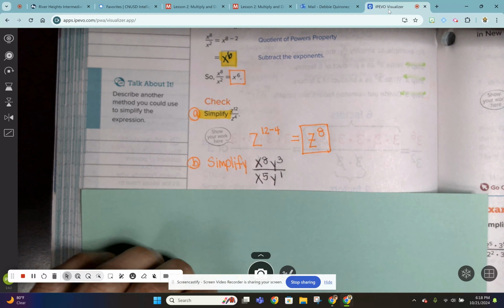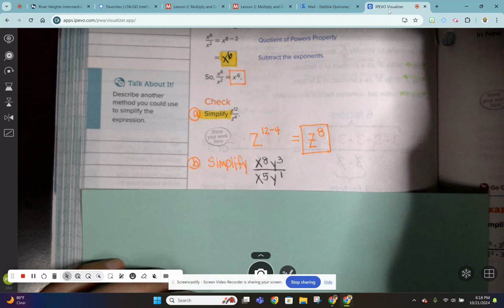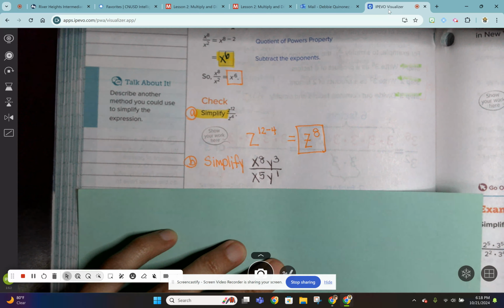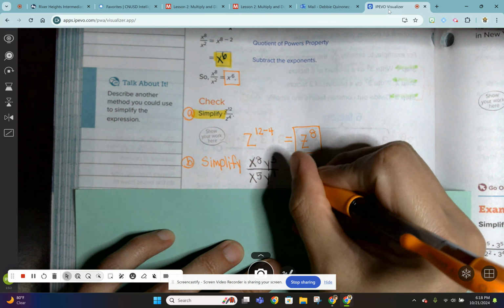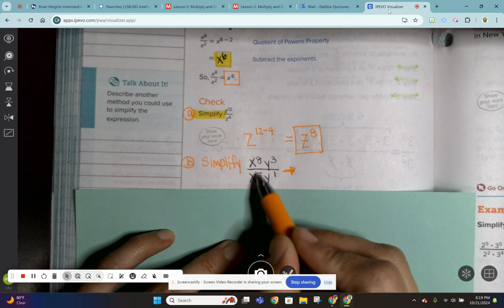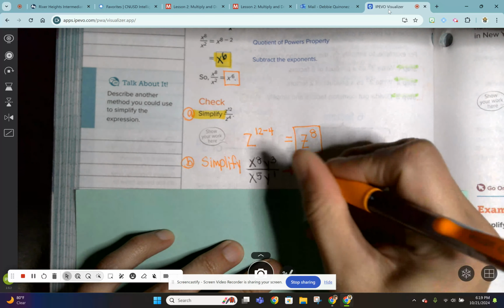All right, so let's have you try this one by yourself. Hopefully you took a quick pause over here, and remember the focus is on looking at things with the same base. The x's had the same base, so we can think of it as x to the 8 minus 5. The y's had the same base over here, so we can think of it as y to the 3 minus 1. And when I simplify that out, I get x cubed y squared.